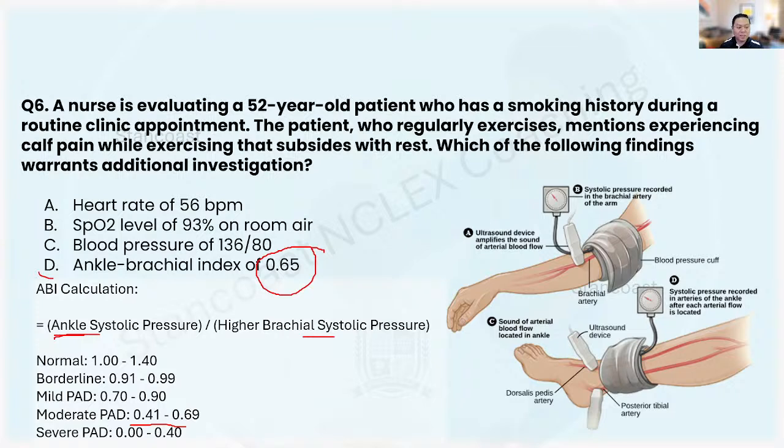If your patient's value falls between 1 to 1.4, that is considered normal ABI. It's borderline if it's 0.91 to 0.99, and mild if it's 0.7 to 0.9. But the concern starts to build when your patient has the moderate PAD value, or the ABI, of 0.41 to 0.69. And of course, the severe.